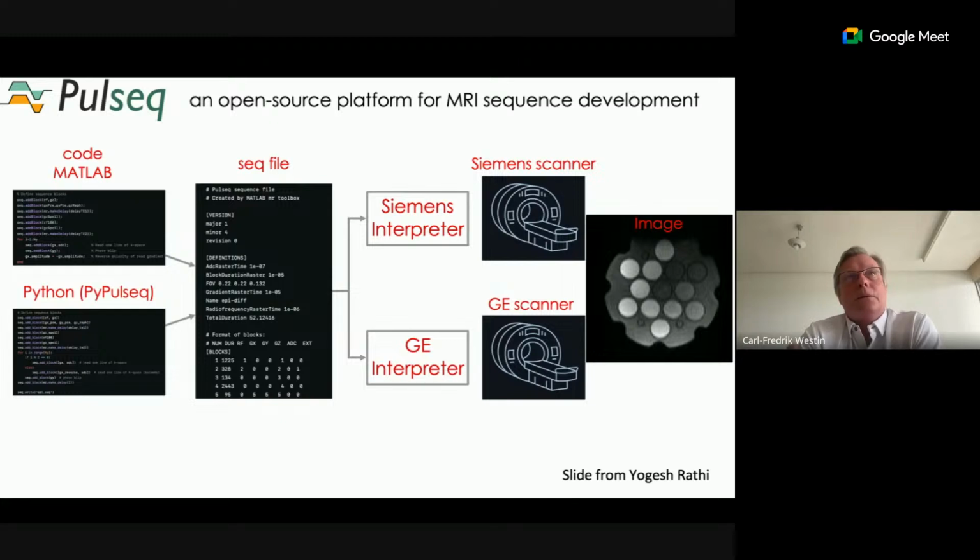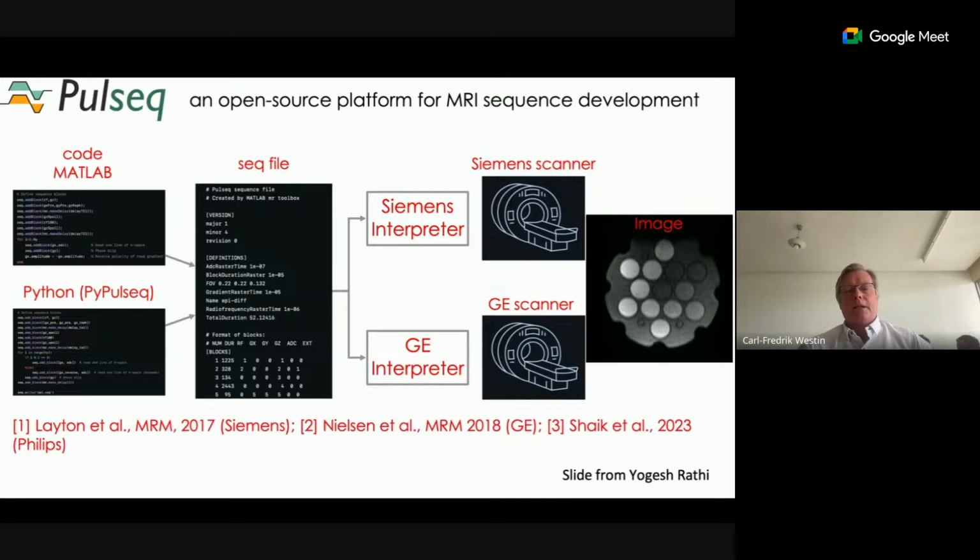So currently there are mostly scanning phantoms, but we'll soon apply it to clinical studies. So here's a few papers for more information.